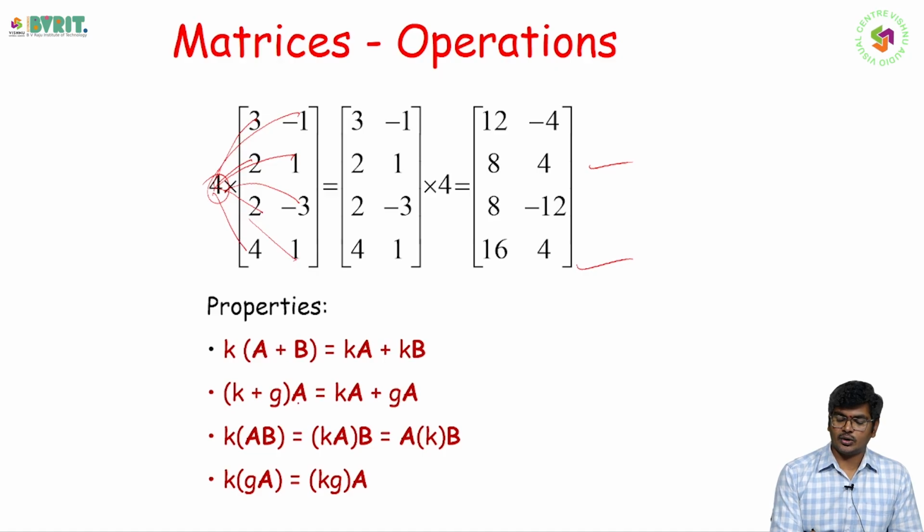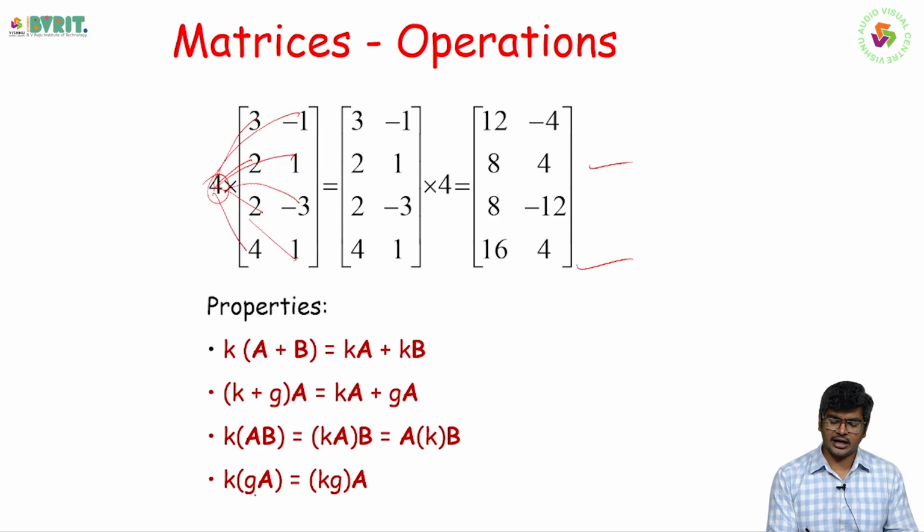The properties of scalar multiplication: k into (A plus B) equals kA plus kB. (k plus g) of A equals kA plus gA, where k and g are scalars. And k into AB is equal to (kA) into B, which is A into (kB). And k of gA is equal to (kg) of A, where k and g are scalars and A and B are matrices.